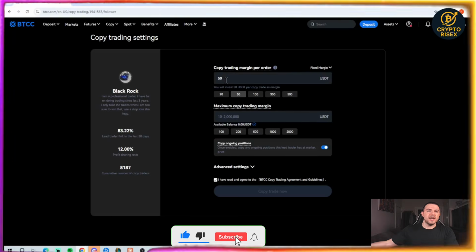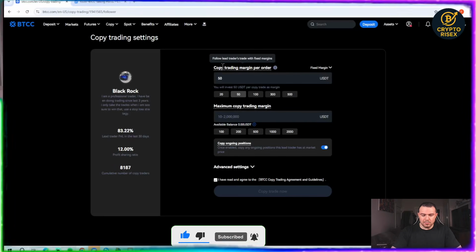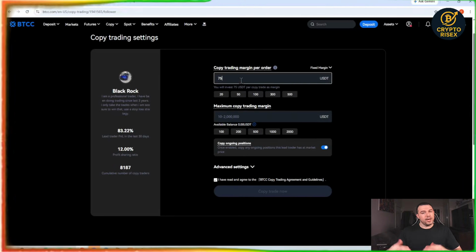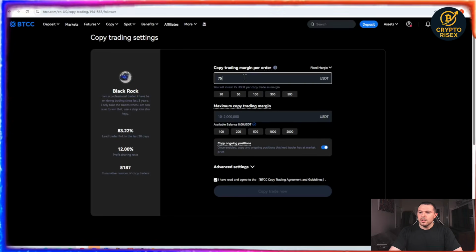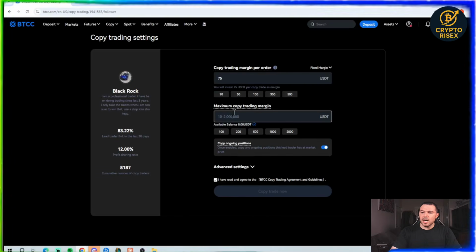You will put $50 into that trade. You can change this. You can put $75. So now you'll put $75 into the trade. This is the maximum copy trading margin.